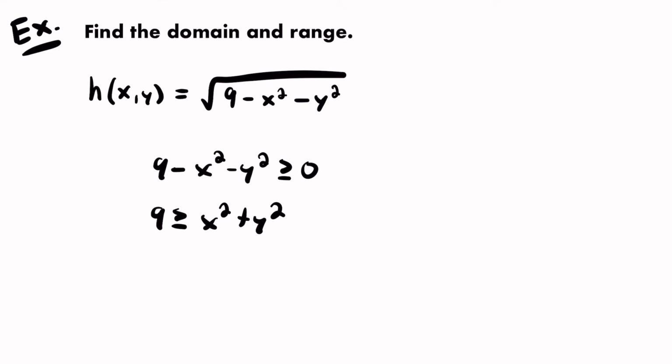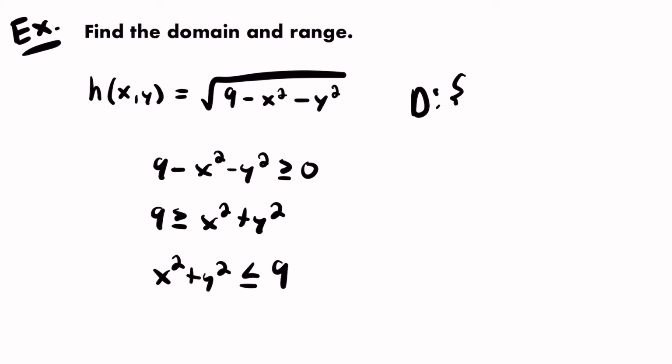Or really, the way that I would write that is by flipping the two sides. So we would have x squared plus y squared must be less than or equal to 9. All right, so this would be our restriction for the domain. We can use any values of x and y as long as the sum of their squares is less than or equal to 9. All right, so we would write that like this.